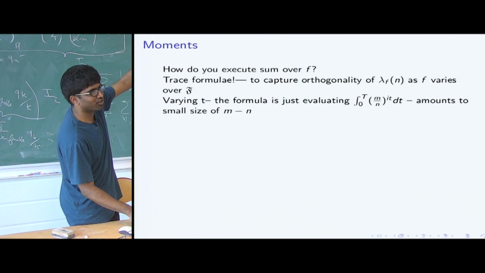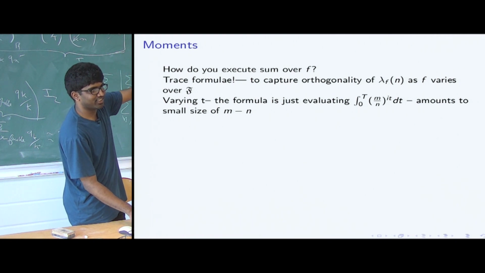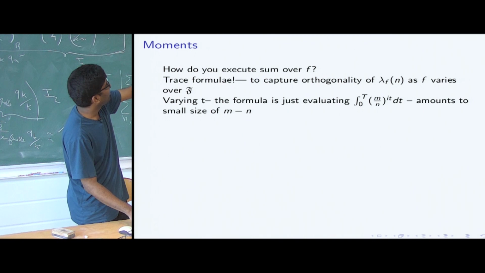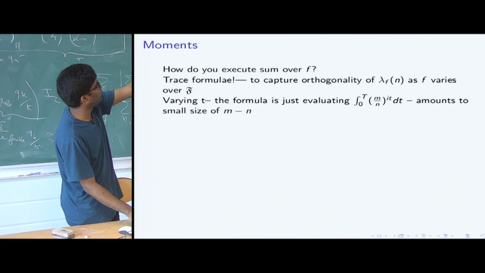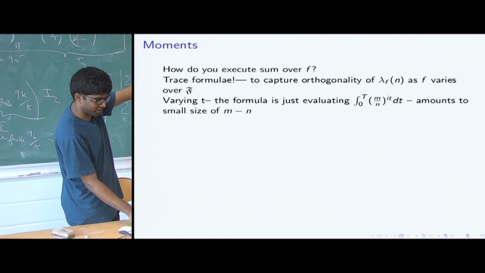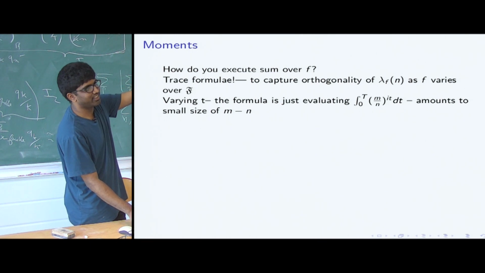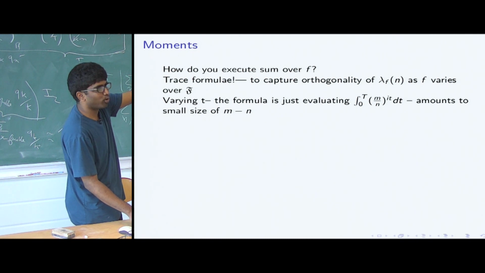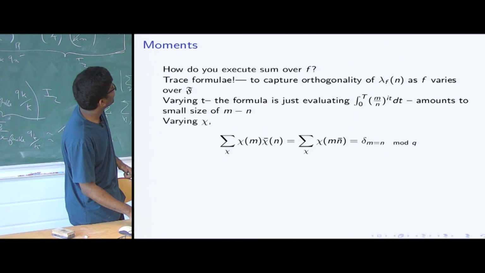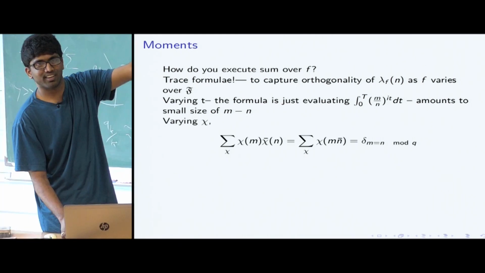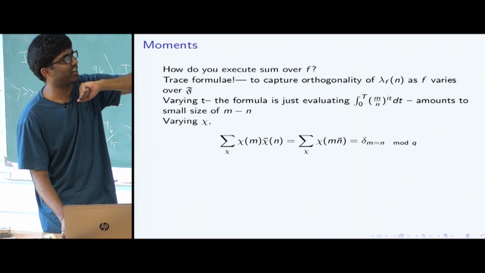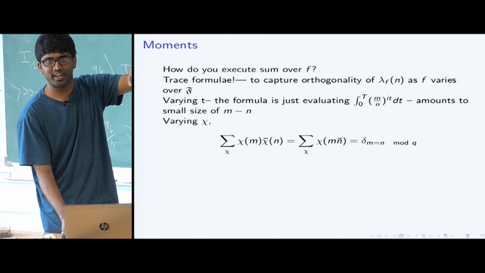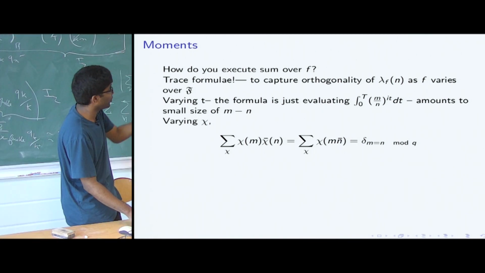For the case of the family which is just the zeta function, we are varying t. For that case, summing over t is like integrating over t, which gives you an integral of that form, and that we saw is just a direct computation, and it amounts to cutting down the size of m minus n. It restricts the size of m minus n. But if you are summing over the characters, it boils down to the orthogonality of characters, and it detects that m and n are the same mod q.